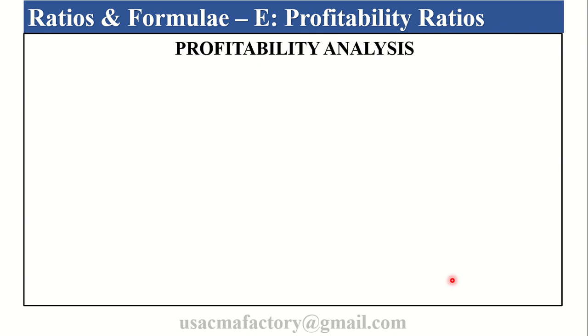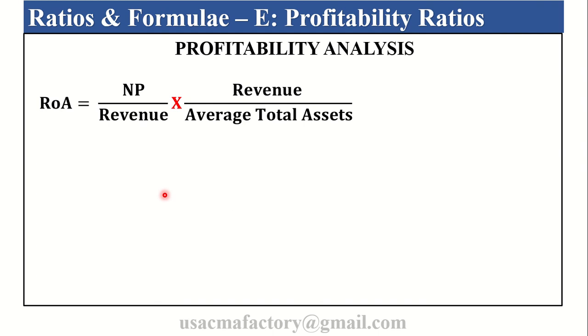Profitability analysis. Return on asset is equal to net profit margin times total assets turnover ratio. These are the terms of those ratios: net profit divided by revenue times revenue divided by average total assets. Revenue here is the denominator and here the numerator, so both are cancelled. So we get net profit divided by average total assets.